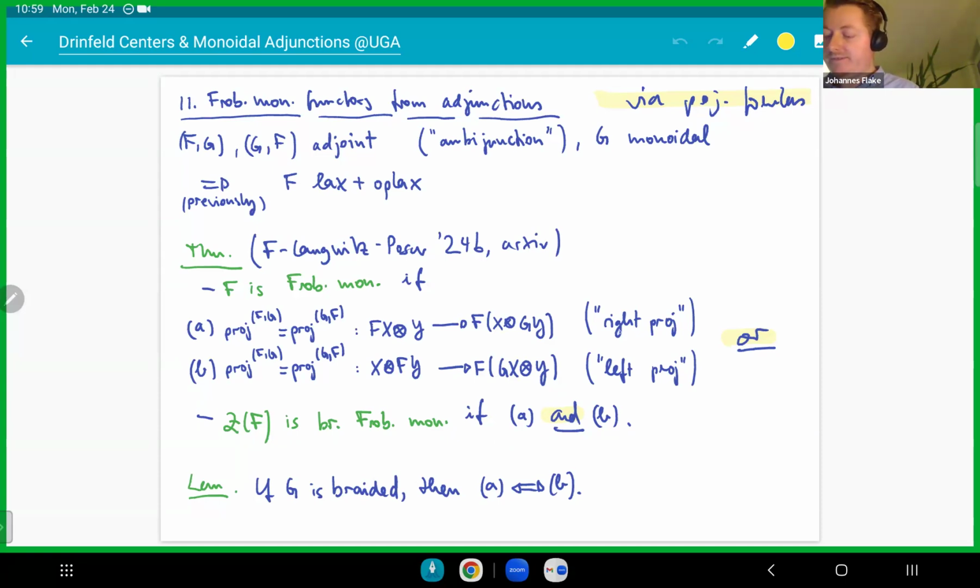So these are some conditions in terms of the projection formulas that will ensure that the functors we produce here are Frobenius monoidal. Of course, in a braided setup, A and B are actually equivalent conditions. So these two conditions coincide.